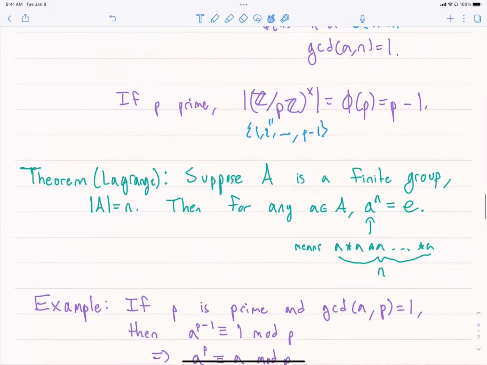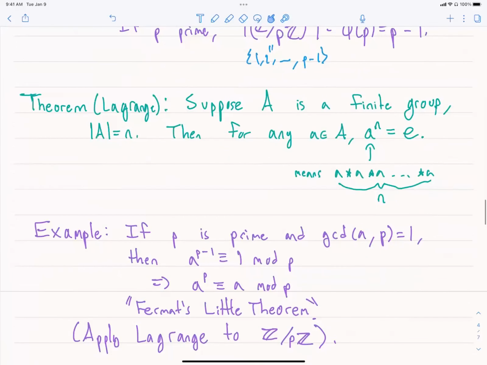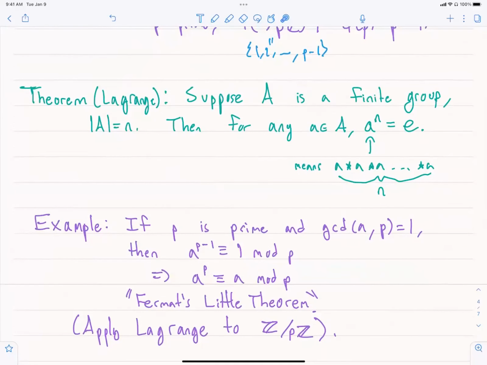Okay, so just an example. What does this say in the specific case of Z mod pZ cross, where p is a prime number? That's going to be something called Fermat's little theorem, which I can reinterpret as saying, if p is prime, and I take some a such that the GCD of a and p is equal to 1, then a to the p minus 1 is congruent to 1 mod p. So here the point is that p minus 1 is equal to phi of p, which is equal to the order of Z mod pZ cross.